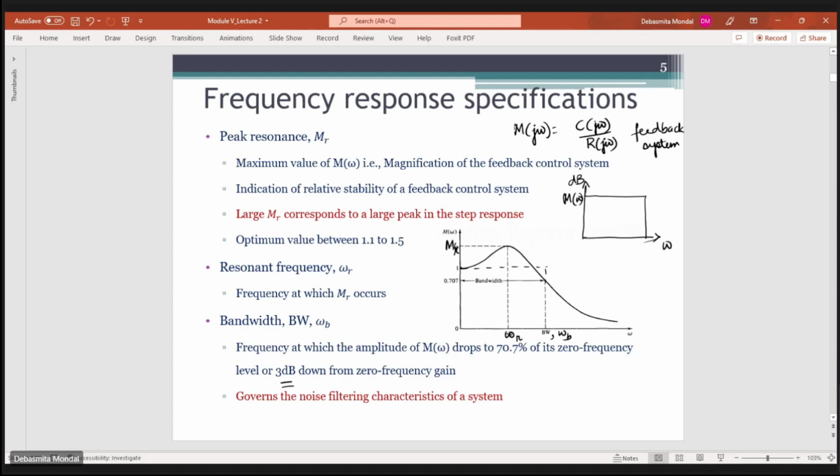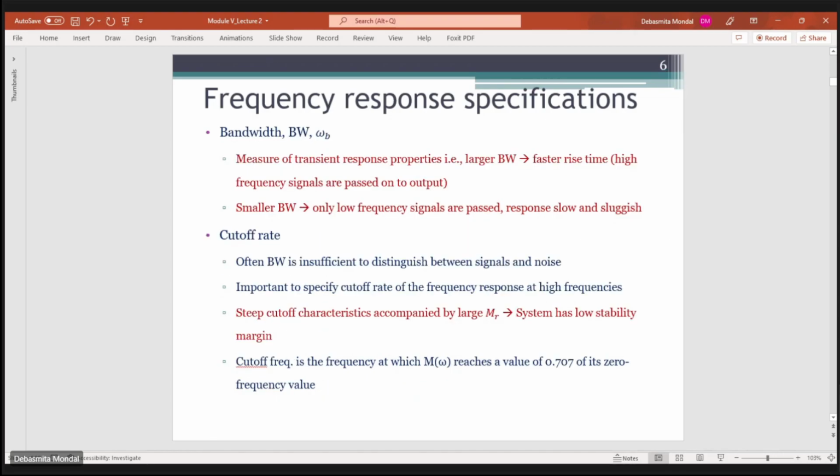The significance of the bandwidth is that it is important for analyzing the noise characteristics of a system, whether the system will be able to filter out the unwanted noise signals which are present in your system. That depends on the bandwidth of the system. Also, the bandwidth is a measure of the transient response properties of the system.